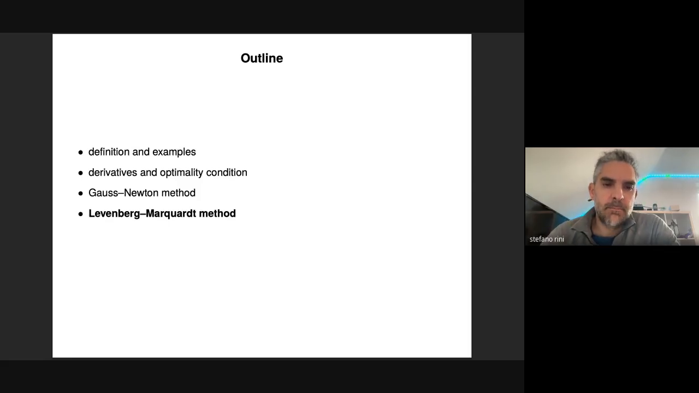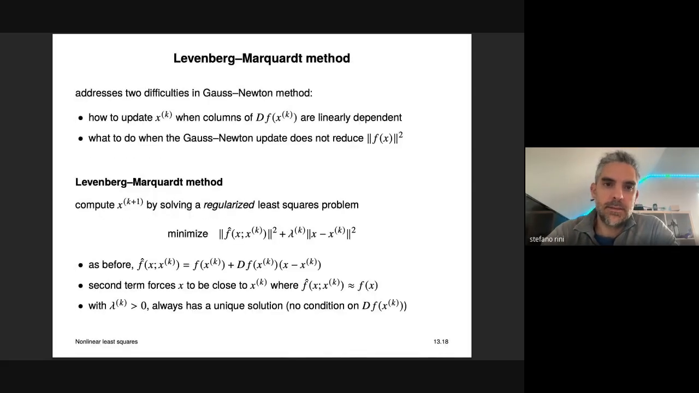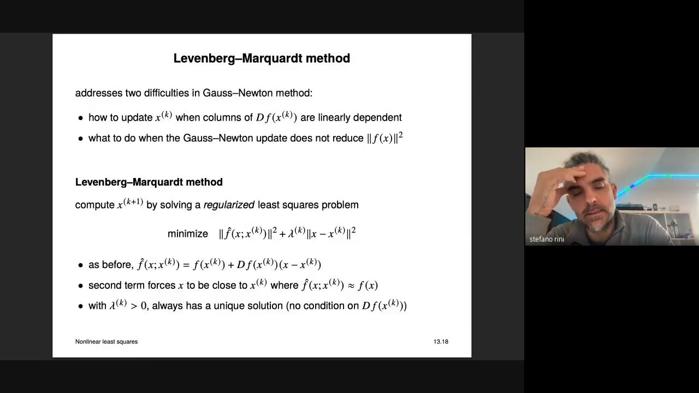Or the Levenberg-Marquardt method. This is a variation of the Gauss-Newton method. It addresses how to update x of k when the columns of the Jacobian are linearly dependent. So we have eigenvalues equal to 0. We said that this creates issues when we want to define the inverse, because the inverse doesn't exist. So we have to resort to the pseudo inverse.